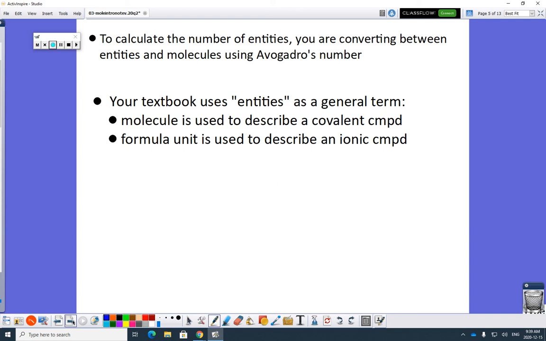Okay, so again, this one maybe is a little bit trickier, but if you're into dimensional analysis, you can see where the calculation that we're going to do comes from. So Avogadro's number is how many entities per mole in 1 mole of anything.